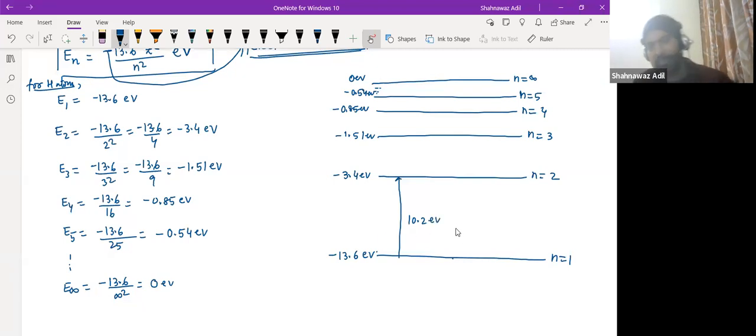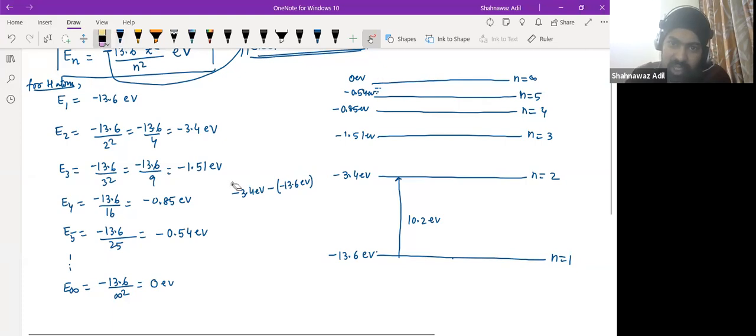Sir, it is minus 13.6 minus 3.4. Yes, so let's say we are calculating from this higher energy level to this lower energy level. So what is the difference between them? Difference, not the addition. We are calculating the difference. So the difference between these would be E2 minus E1, minus 3.4 minus of minus 13.6. Is it clear?